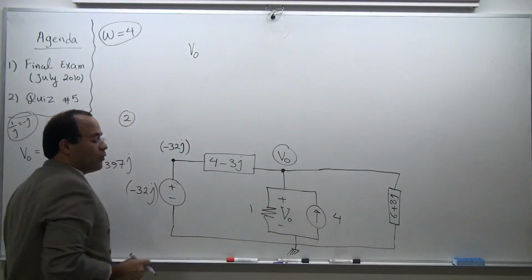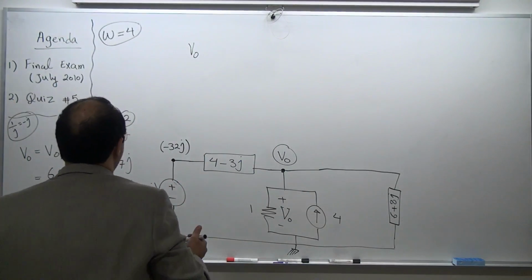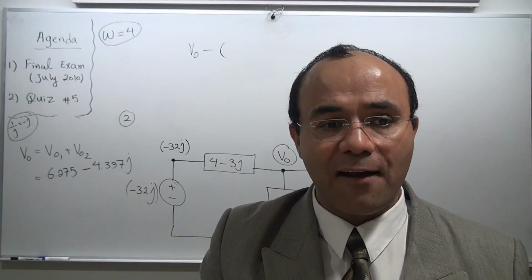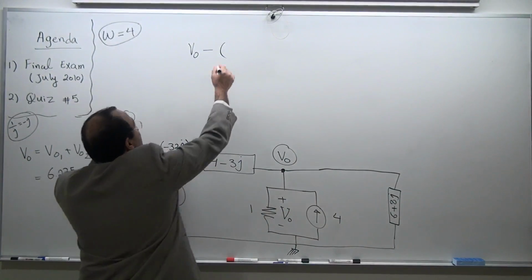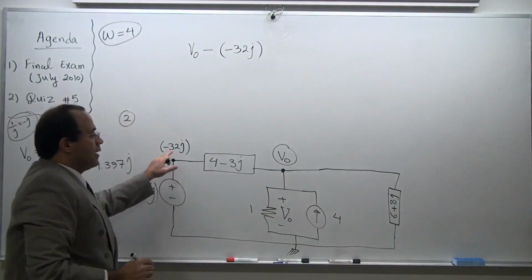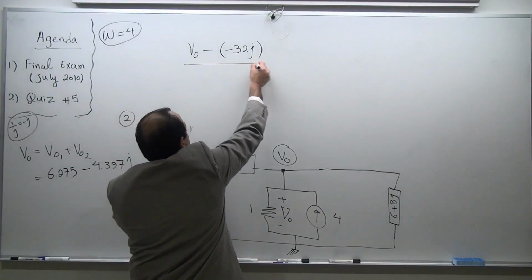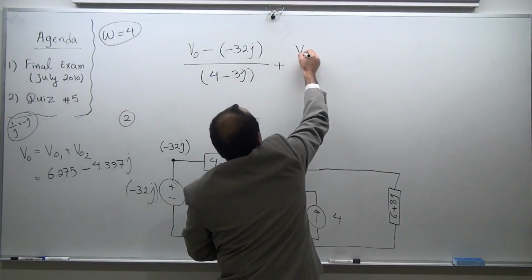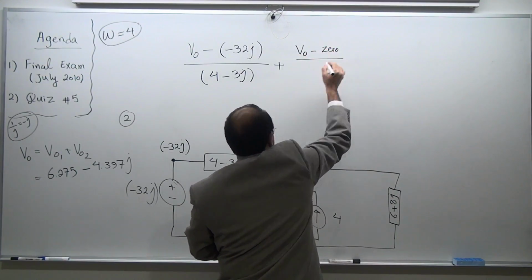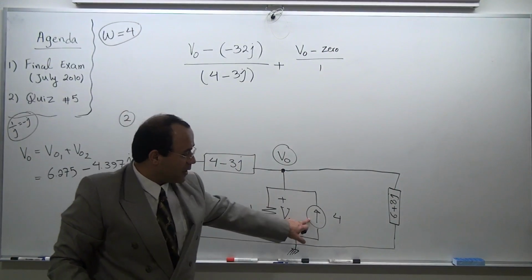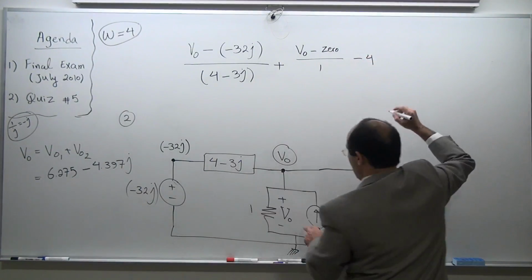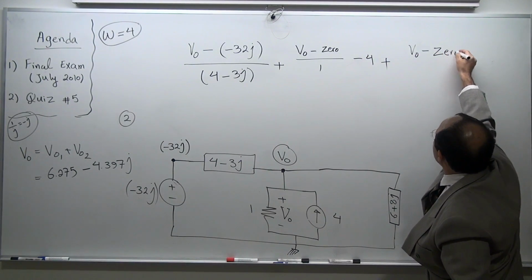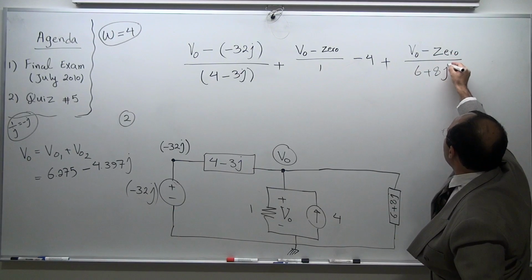I'm going to assume VO is the biggest voltage of the entire design, just for the comfort of writing the equation. I'm going to be a very calm person in the exam. I'm going to put the components inside the bracket so that I'm not going to miss a minus sign. This minus this divided by this: 4 minus 3J. This minus this divided by 1: VO minus 0 divided by 1. This one is entering the node, so it's going to be minus 4. Then the only component I have is the last one, so it's going to be VO minus 0 divided by 6 plus 8J equal to 0.